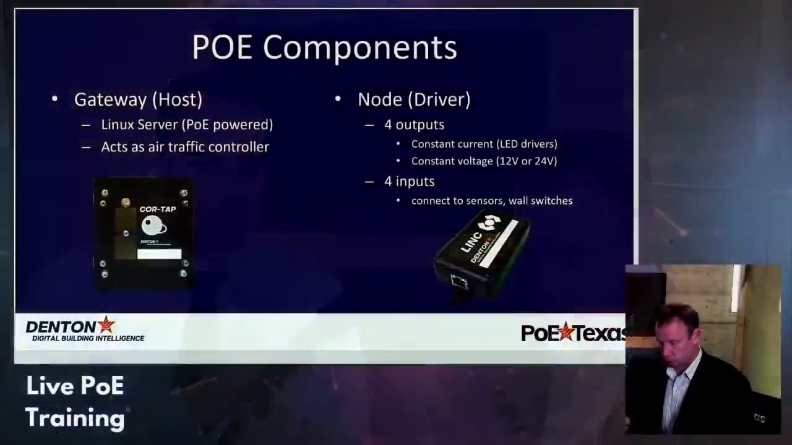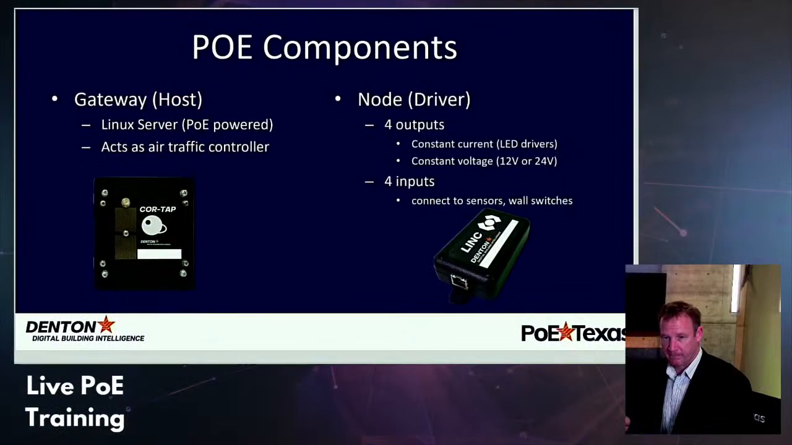Another question for you then is, what about the gateway? So I'm going to flip back here. You were showing this gateway. Yep. How many gateways should I be planning for a space? And we call it a core tap. But how many gateways do you need in a space, and where do you put them?